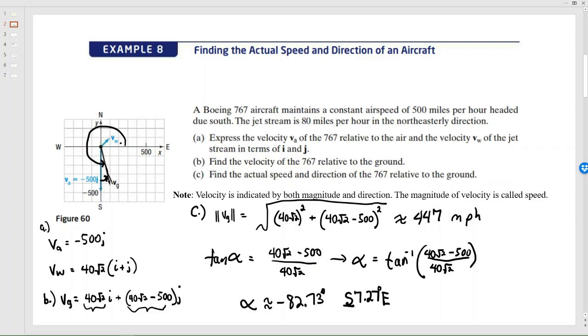Okay, that's one application. Next application we're going to look at are force vectors. Okay, so these were velocity vectors.